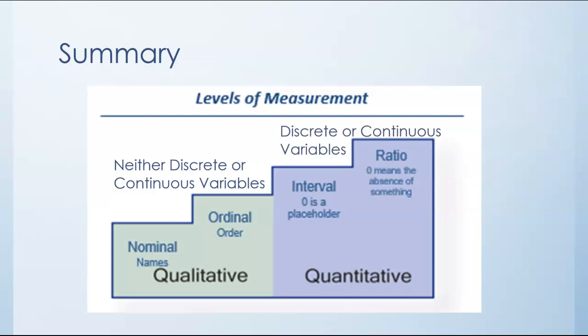On the other side, where we have our discrete or continuous, interval and ratio can both be discrete and or continuous. It just depends on what we're talking about there. The biggest thing, again, between interval and ratio is, for ratio, 0 means the absence of something. So I want you to always think of that when you're trying to determine which one these are.